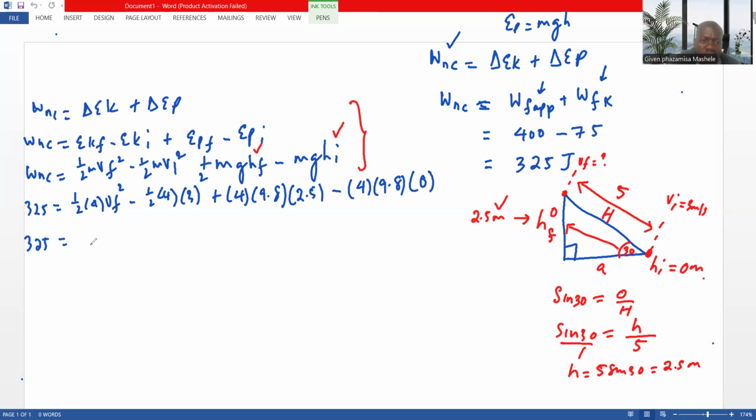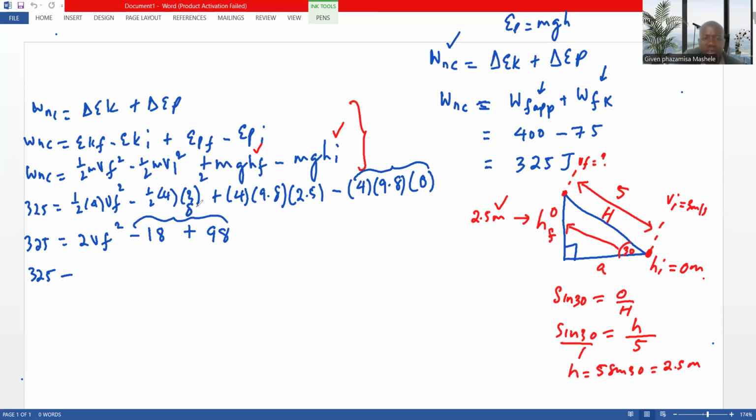So we'll have 3, 2, 5. Half of 4, it's 2. So it's 2 final velocity. Remember this, we said it's 18. Plus 4 multiplied by 9.8 multiplied by 2.5. So this will give us 98. And this guy will be 0 here. So working out this, we're going to have 3, 2, 5 minus, why minus? Remember, minus 98 plus 18 will give us 80. So this will be 80.